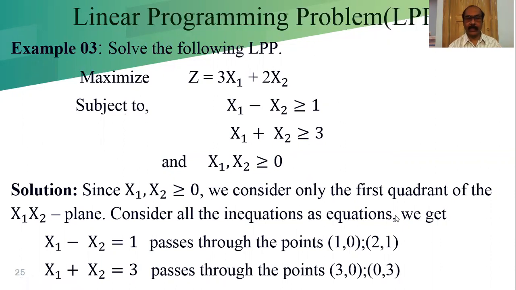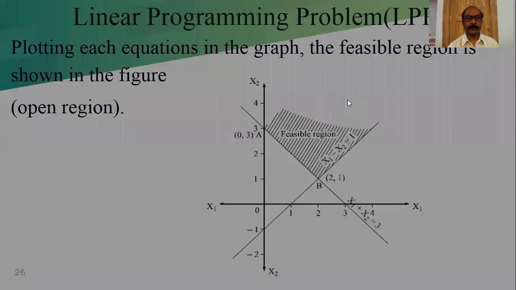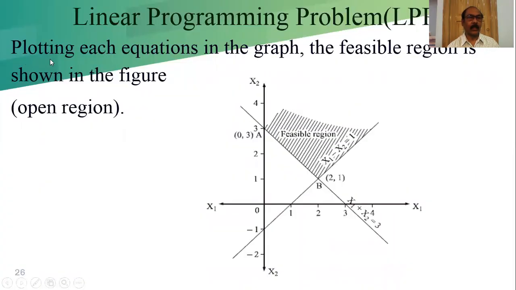Consider the inequations as equations. What we will get? x1 minus x2 equal to 1 and x1 plus x2 equal to 3. x1 minus x2 equal to 1 passes through the points (1, 0) and (2, 1). x1 plus x2 equal to 3 passes through the points (3, 0) and (0, 3). So after plotting these equations in the first quadrant of the x1, x2 plane, we will get the graph.